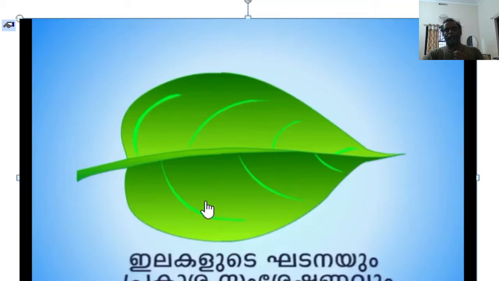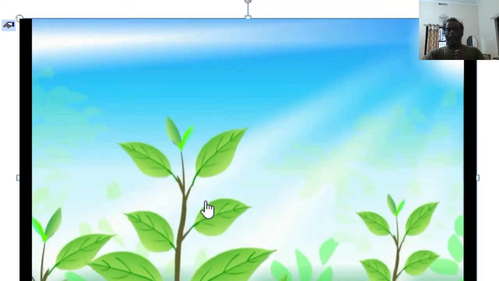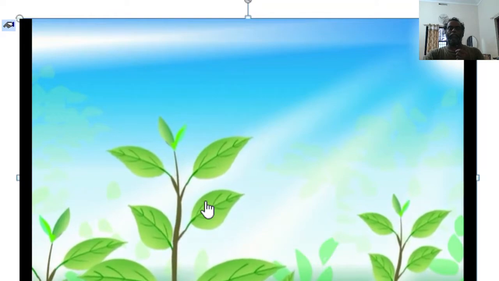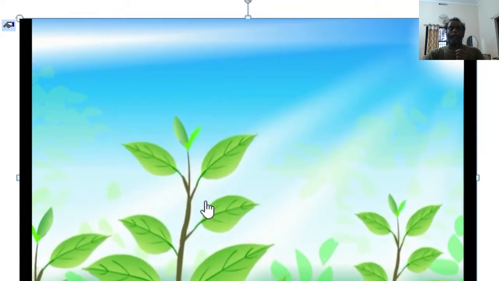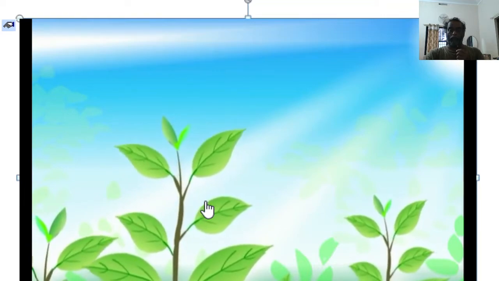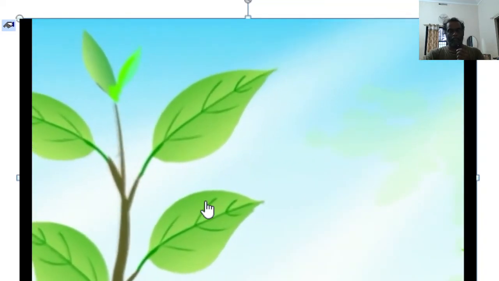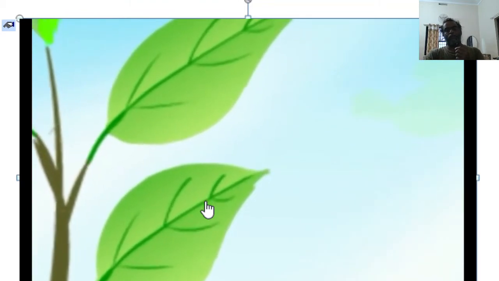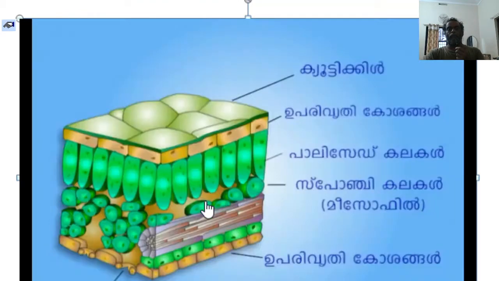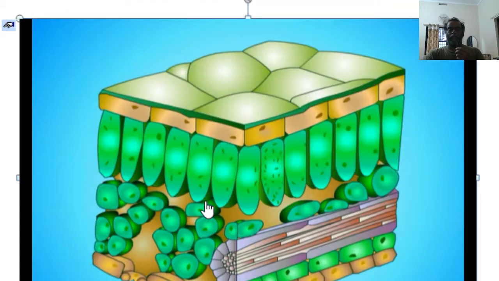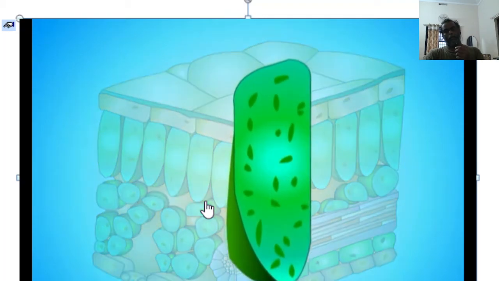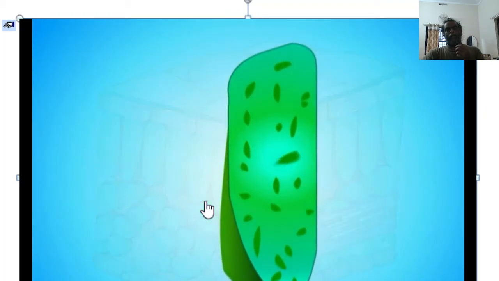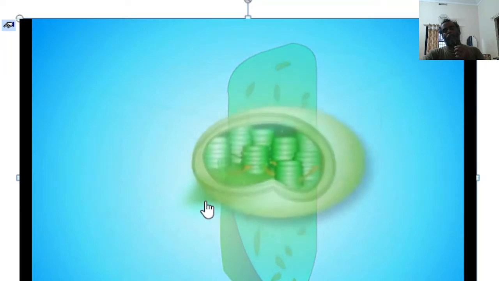Green plants possess chlorophyll. So each leaf is ideally designed for photosynthesis. The upper part of the leaf contains more chlorophyll than the lower side because it faces the sunlight. So when we take a cross section, we can see that the upper and lower layers contain no chlorophyll, but the middle layer contains chlorophyll. And each cell contains numerous chlorophyll.